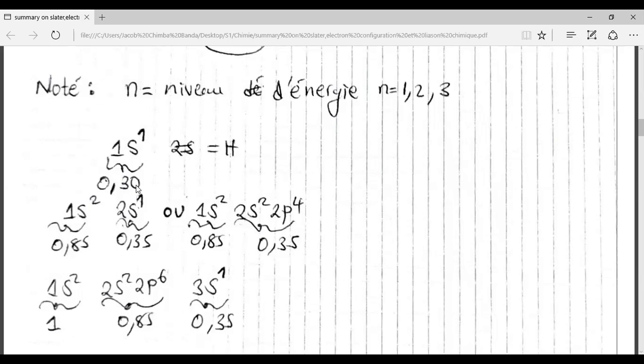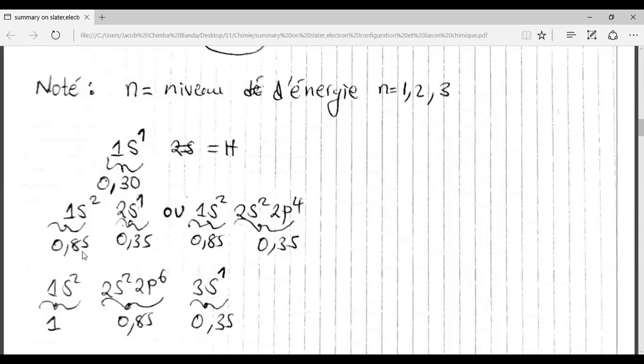So I have 1s2. As I said earlier, S represents a subshell, and for S to be full, it must have 2 electrons. So 1s2 is one shell, 2s1 is another shell. For 1s2, the constant will be 0.85. Then for 2s1, the constant will be 0.35.